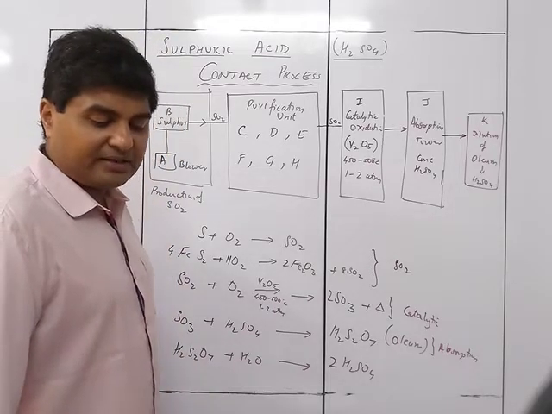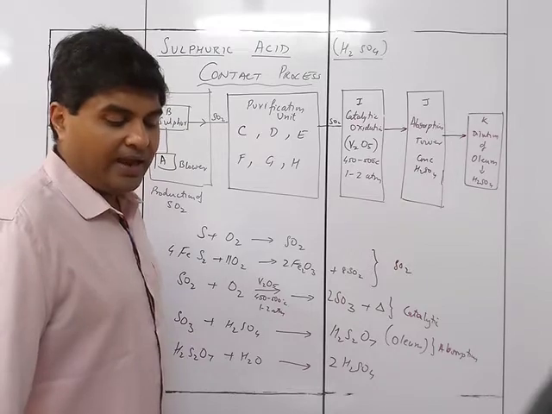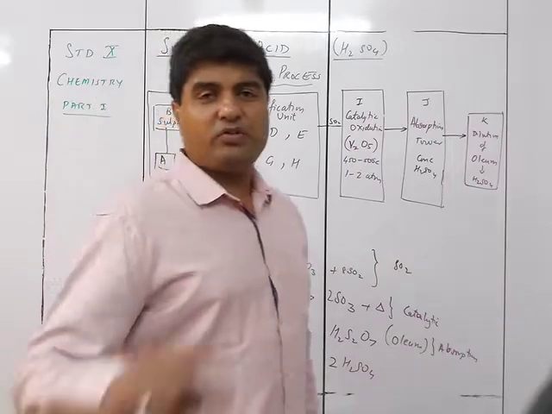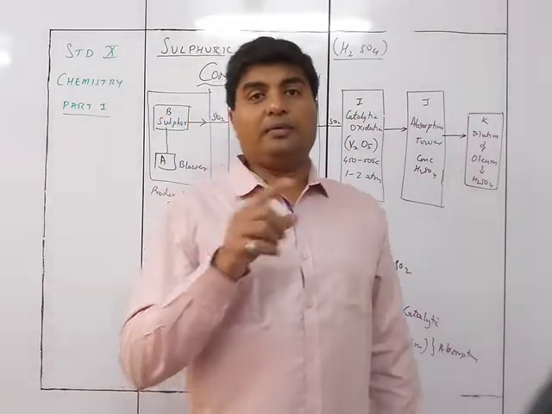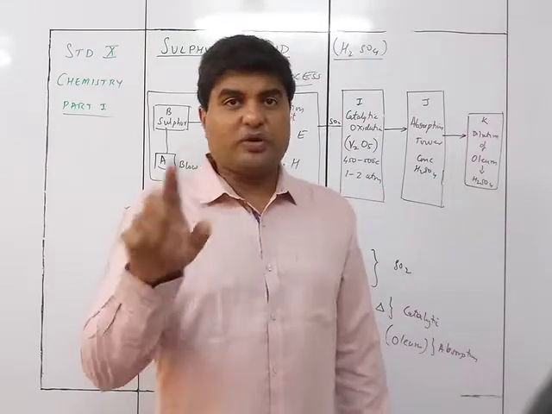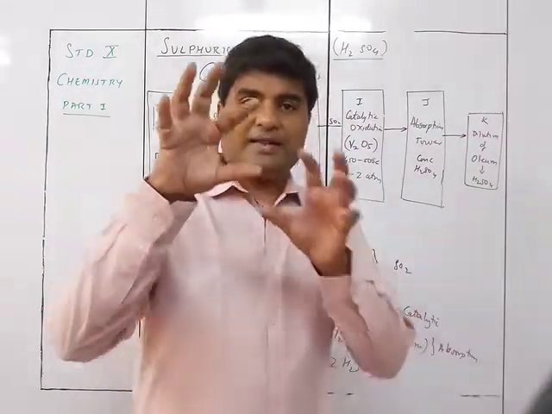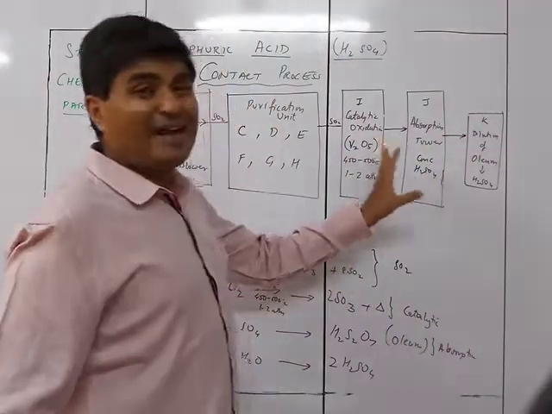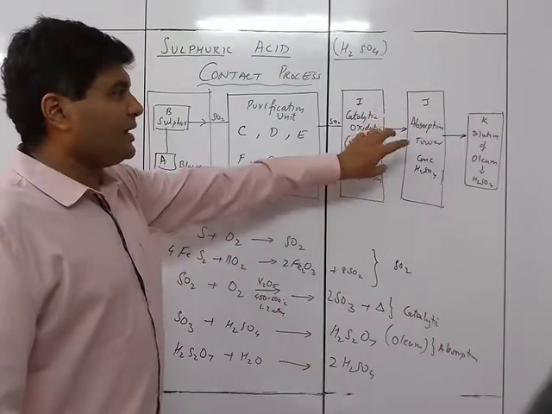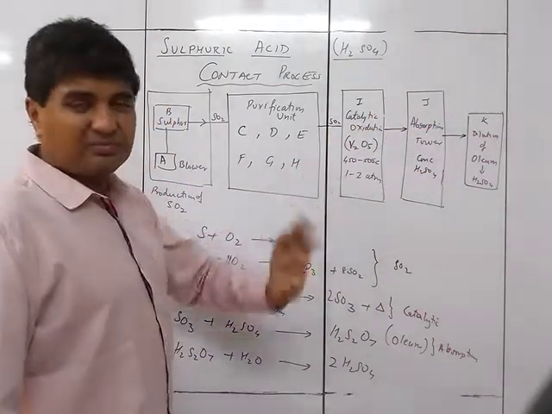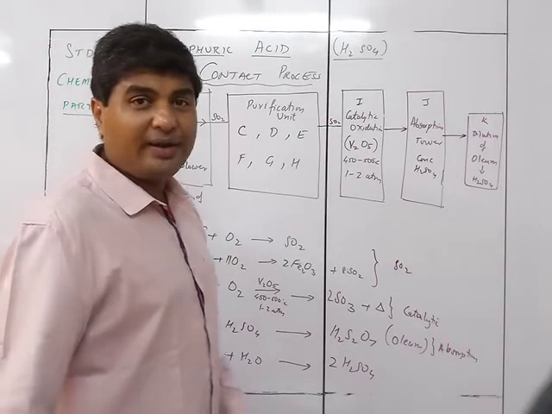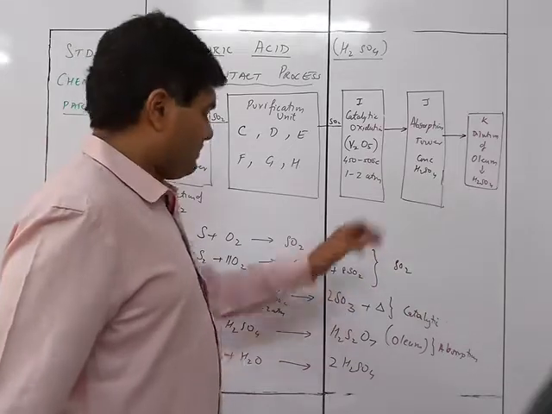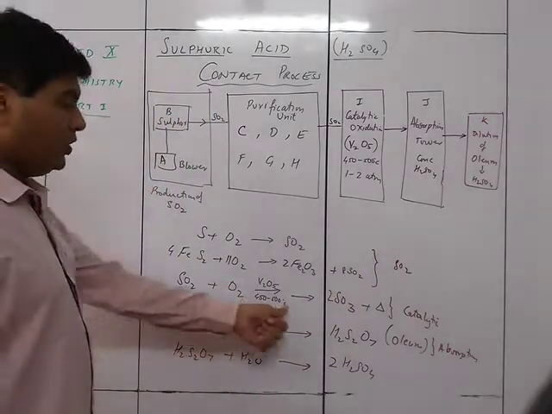Temperature 450 to 500 degrees Celsius at pressure 1 to 2 atmosphere, and the conversion ratio is 98%. So here the conversion ratio is very high. We saw in the case of ammonia that the conversion ratio is very low. That's why we had to repeat the process. We had to take the N2 and H2 and put them again in the first part. Here the conversion ratio is 98%. That's why you don't need to put the leftover SO2 back over here. There is no need, because the conversion ratio is already 98%. So 98% of SO2 is going to turn into SO3.